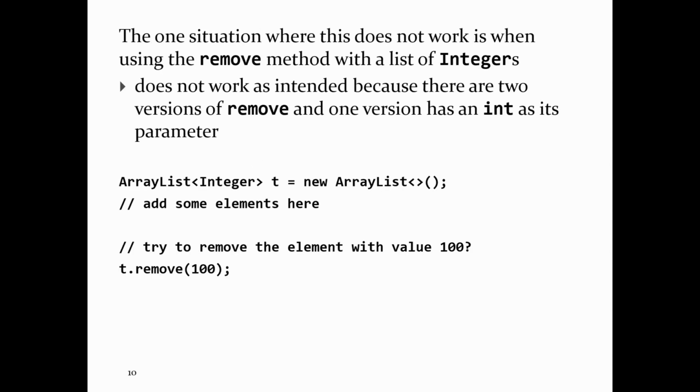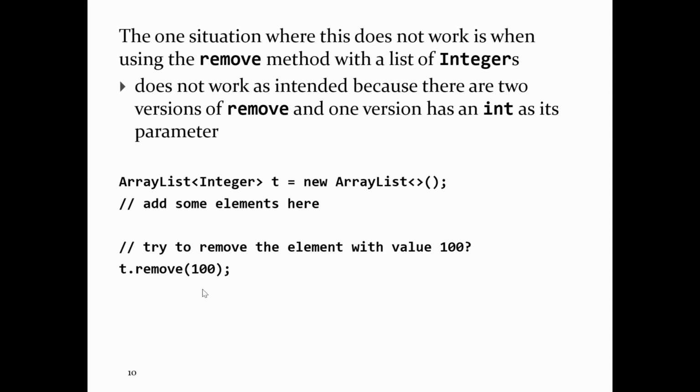There's only one situation where it doesn't work, and it's the remove method. There are two of them in the ArrayList class, in the List class. So remove followed by an int value removes the element at that index. So if I use the code from the previous slide here, make an ArrayList t, add some elements using add. Suppose you add the value 100 and you realize, oh, I want to remove the 100 from the list, and so you write t.remove(100).